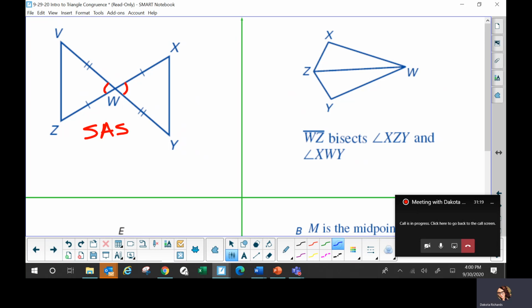On this one, it tells you WZ bisects angle XYZ. So XZY, this angle is congruent to this angle. Okay, and it also bisects XWY. That means these angles are congruent as well. So what you're given here is two angles that are congruent and they share a side. So that's going to be angle, side, angle.